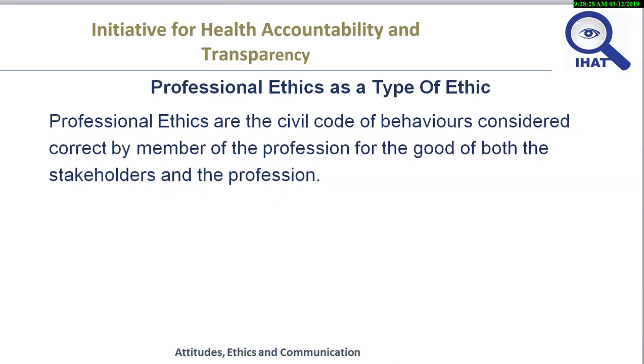Professional ethics as a type of ethics. Professional ethics are the civil code of behaviors considered correct by members of the profession for the good of both the stakeholders and the profession itself.